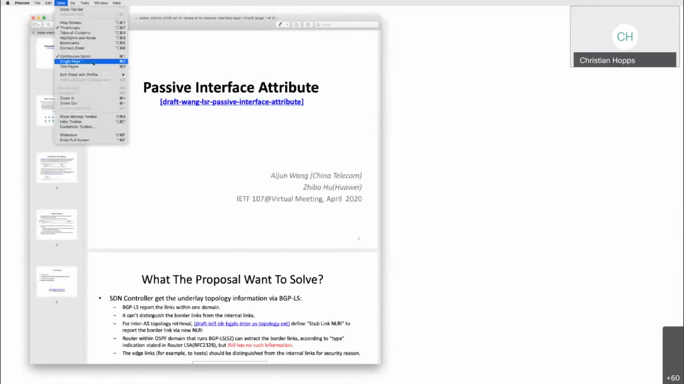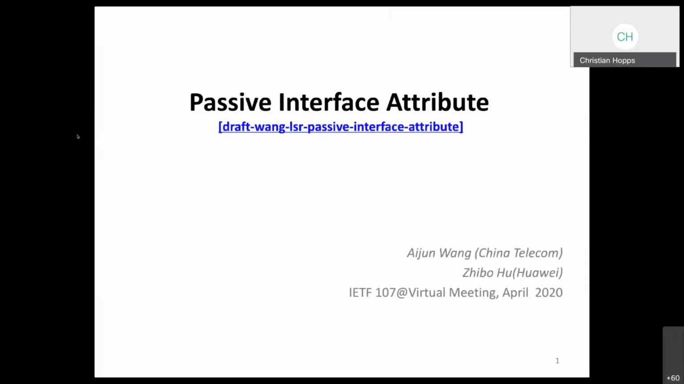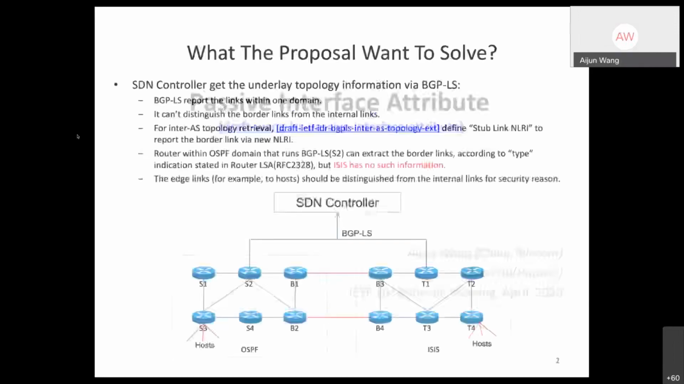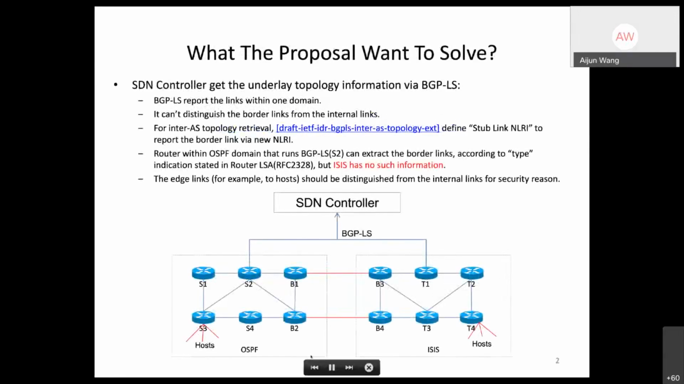Okay, I don't think I missed anyone else in the queue. So, thanks. So AC, I think we're at passive interface attribute. Oh, looks like that's Wemo again. Hello? Hello, can I begin? Yes, Aijin, you can begin, sorry.